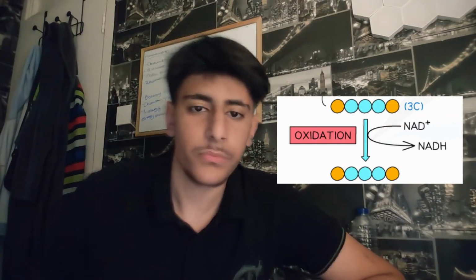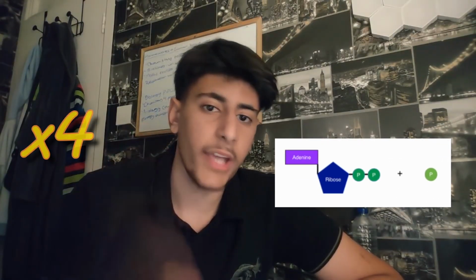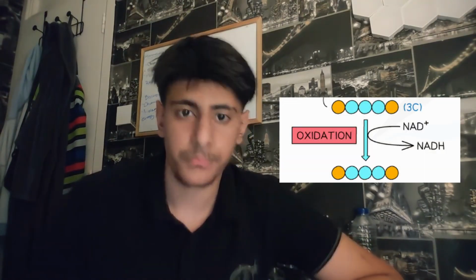Phosphates from the cytoplasm begin to donate themselves to the triose phosphate, forming a triose biphosphate. And then the phosphate molecules are removed from the triose biphosphate to form pyruvate. But in the meantime, the phosphates are given to ADP to form ATP. So we are forming 4 ATP. And this is also an oxidation reaction causing NAD to be reduced, forming NADH.